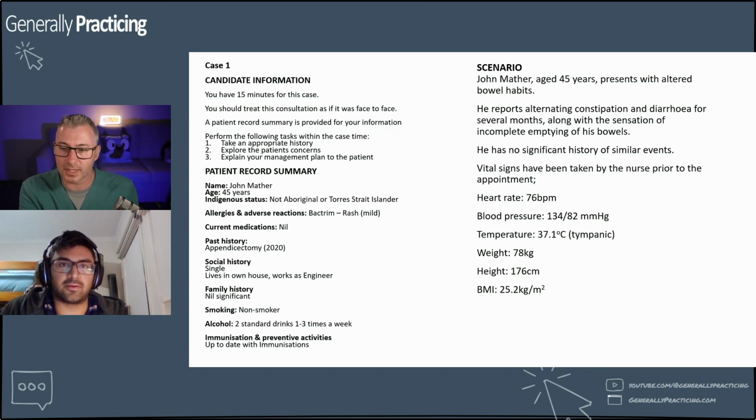Thank you. So this case in particular was really aimed at several things. Identifying red flag conditions that you don't want to miss, conveying potentially bad news and that signposting aspect, as well as implementing an appropriate safe plan for a consultant level GP. Happy to say you absolutely smashed it.